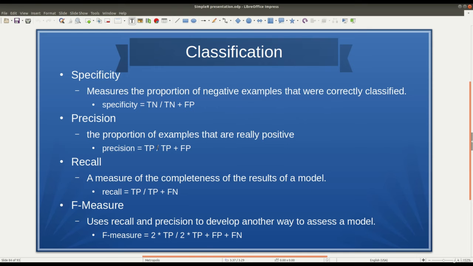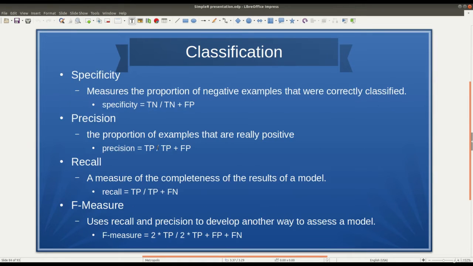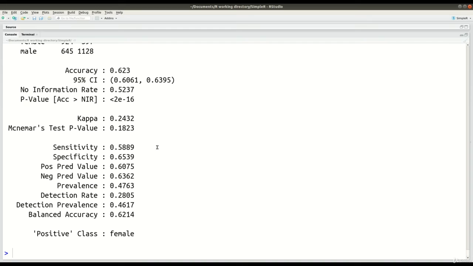And going back here, we have also precision and recall. Precision is the proportion of examples that are really positive. So true positive divided by the true positive plus false positive, and recall is a measure of the completeness of the results of the model. True positives divided by true positives plus false negatives, which is the same as sensitivity. So recall and sensitivity are different names, but they use the same measuring tools, but again, they serve different purposes.